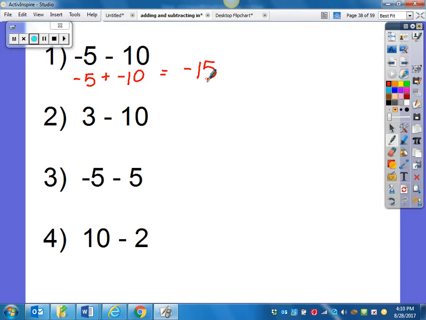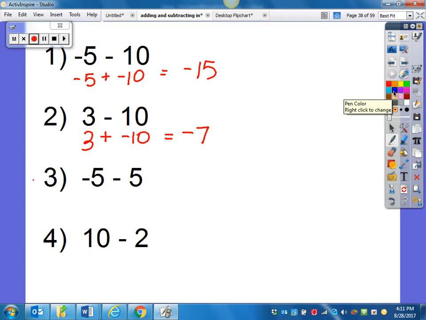Okay, for the next one, I could do it the same way. Keep the 3, change the subtraction to addition, and change the sign of the 10. These are different signs. So now I would subtract, keep the sign of the higher number. When you're using the additive inverse, it doesn't mean that you're going to add the numbers every time. It means that you change it to an addition equation, and then you use the adding integer rules from the last lesson.